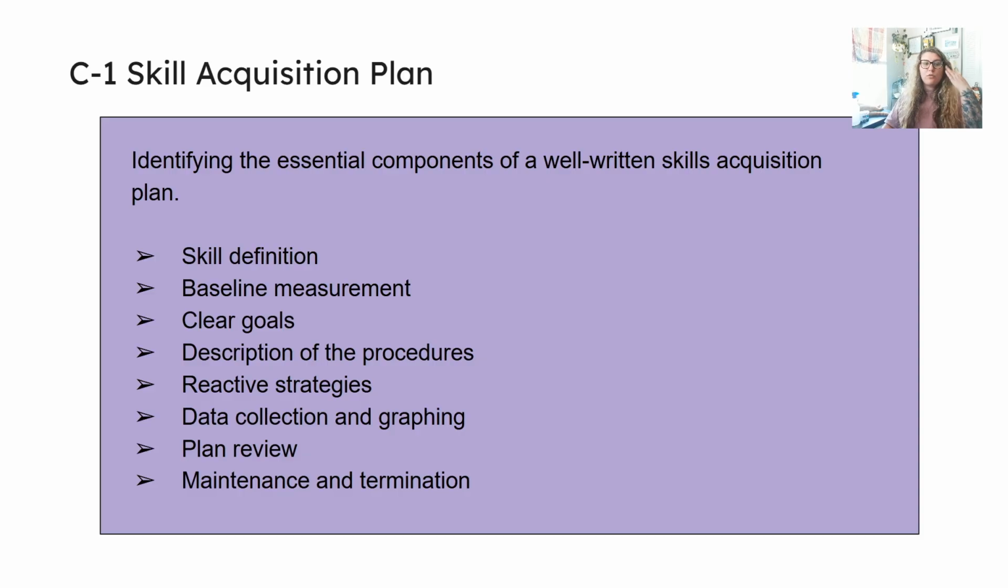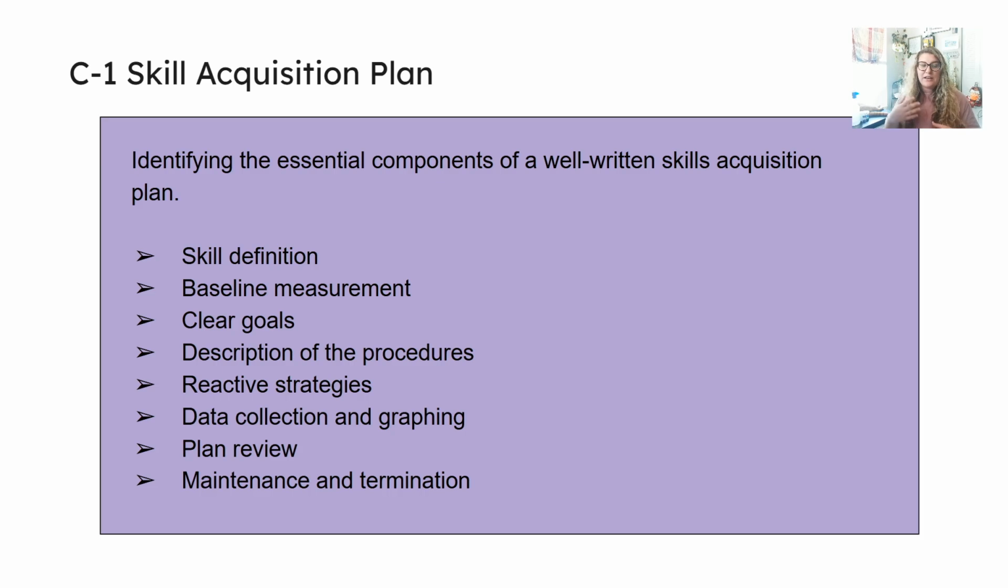And then we have 4, which is detailed description of procedures. So each goal includes step-by-step teaching procedures, so it allows any qualified staff, RBT, BCaBA, BCBA, to implement a plan with fidelity. And then we have 5, which is our reactive strategies, where plans include guidance for responding to maladaptive behavior and teaching replacement skills. So it ensures consistency and prevents reinforcement of unwanted behaviors.